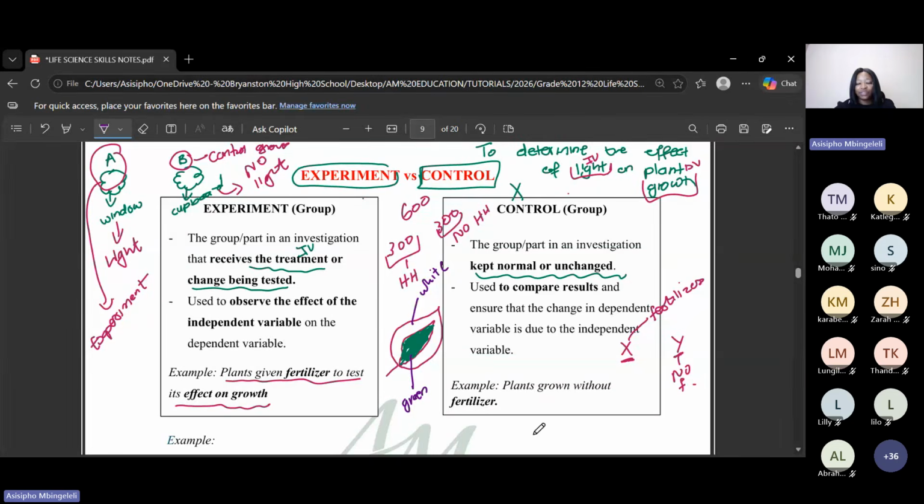I wanted to give you this example so that I can eliminate that misconception that it has to be two plants, it has to be a group, one leaf. We're investigating if chlorophyll is needed for photosynthesis. The green part has chlorophyll. The white part does not have chlorophyll. So the white will be the control group, the green will be the experiment group. I'm moving.